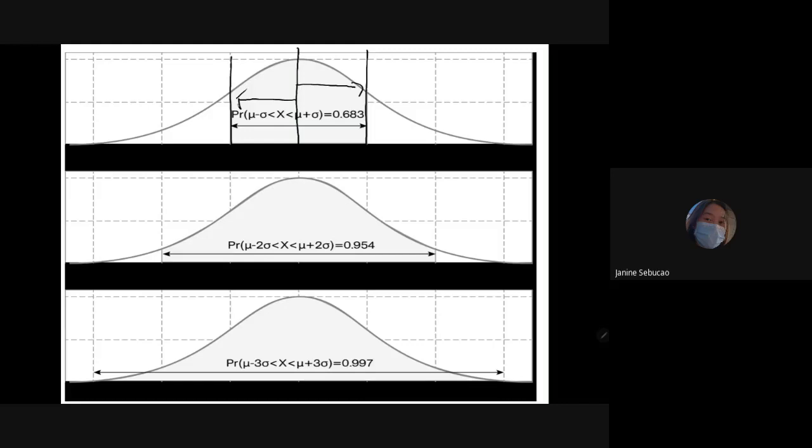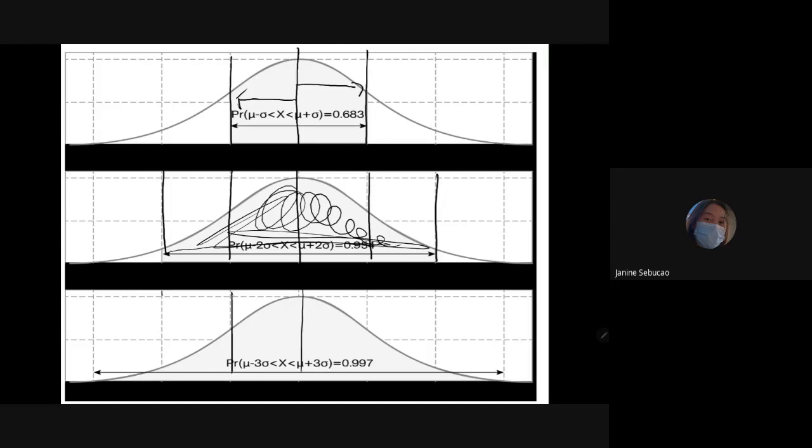The 95.4%: if this is the mean, this is one standard deviation below the mean, two standard deviations below the mean, and this is one standard deviation above the mean, two standard deviations above the mean. This one from here up to here comprises 99.4% of the total distribution. While one, two, and three standard deviations below the mean, and one, two, and three standard deviations above the mean, that is the 99.7% of the total distribution, the total area.